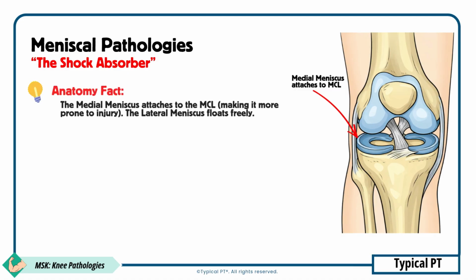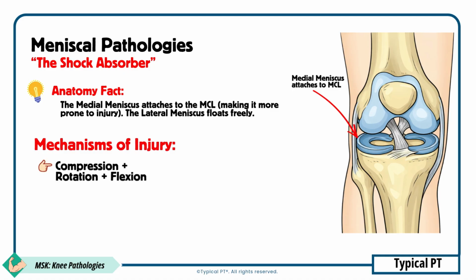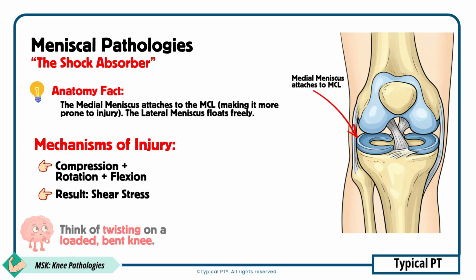The medial meniscus attaches to the MCL, which anchors it in place, but also makes it more prone to injury. The lateral meniscus floats more freely because it doesn't have that ligamentous attachment. Meniscal injuries typically occur from a combination of compression, rotation, and flexion. This creates shear stress on the meniscus. Think of twisting on a loaded bent knee.